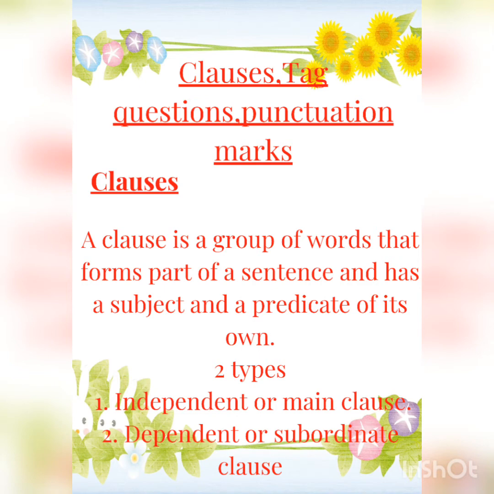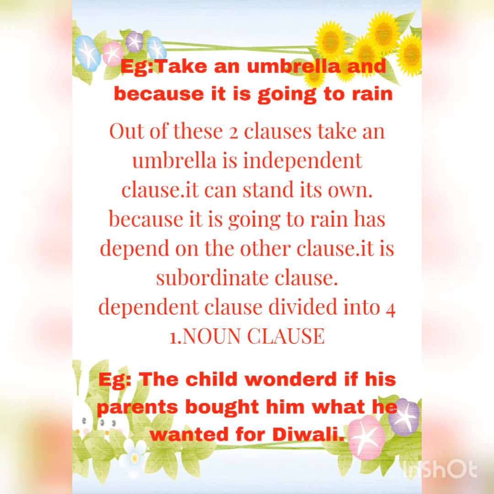For example, take an umbrella and because it is going to rain. Out of these two clauses, take an umbrella is an independent clause. It can stand on its own. And the second one, because it is going to rain, depends on the other clause. It is a subordinate clause. And dependent clause is divided into four types. First one is noun clause.